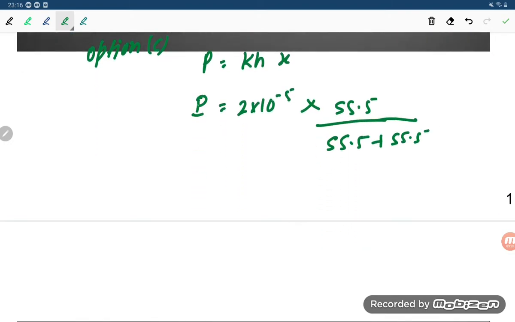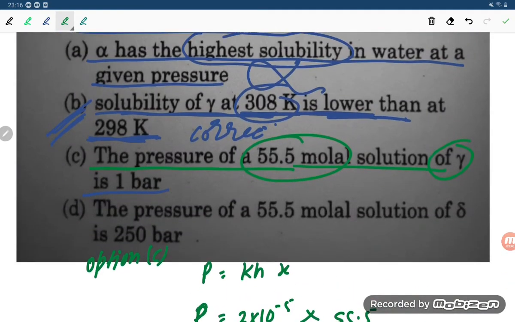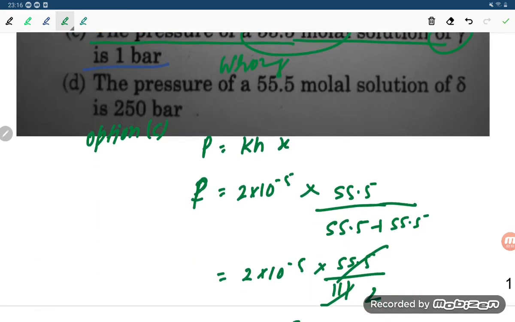So X is 55.5 divided by 111, that is 1 by 2. So this comes to 2 into 10 power minus 5 multiplied by 55.5 divided by 111, so 2 into 5 is 10, and it is coming 1 into 10 power minus 5. It is not 1 bar, so this option is wrong. Now option number D.